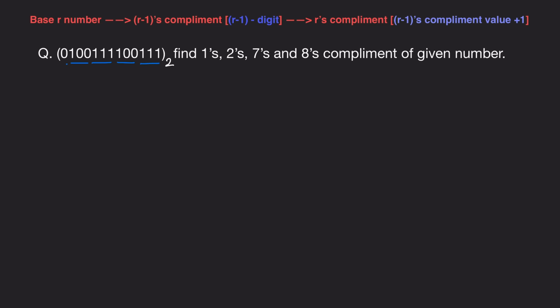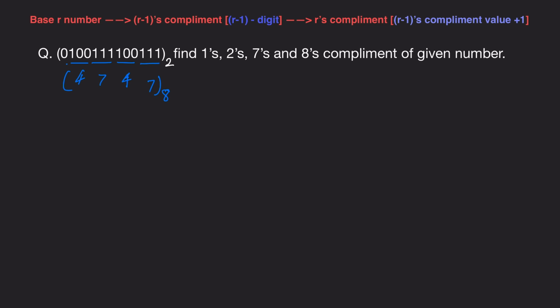So the number is 7474, which is a base 8 number. If you do not understand how I am converting base 2 to base 8 directly, please see the fifth video of this digital playlist. You can understand the shortcut method. So this is the base 8 number.